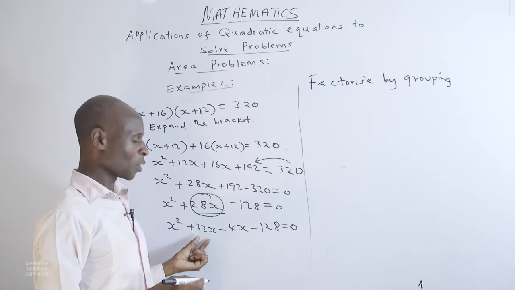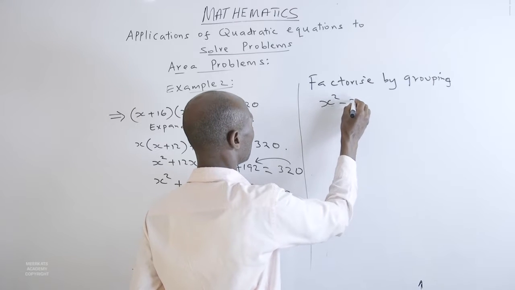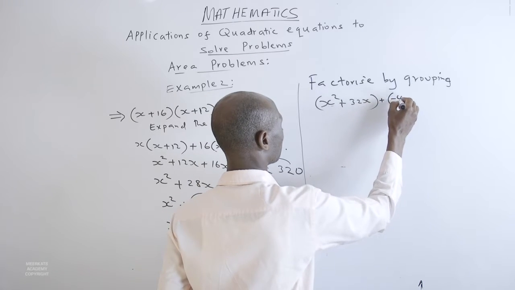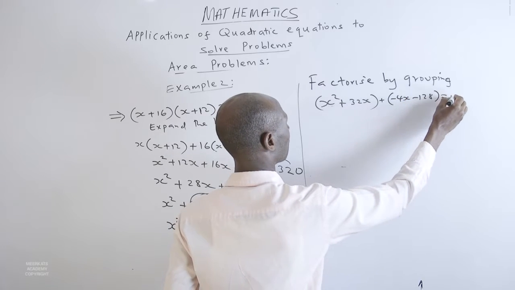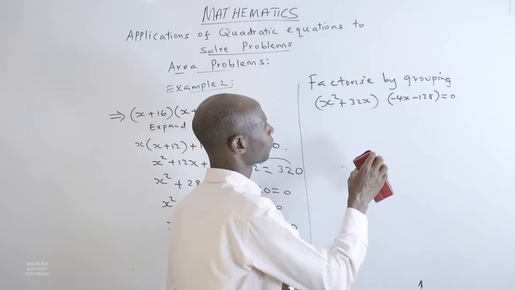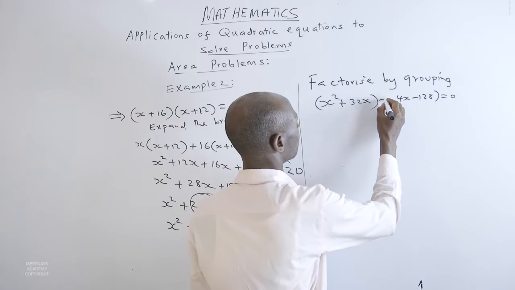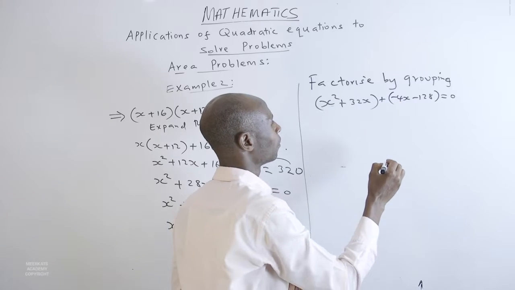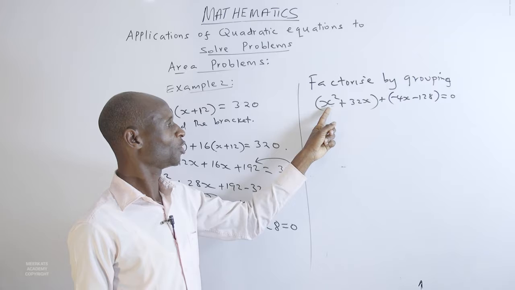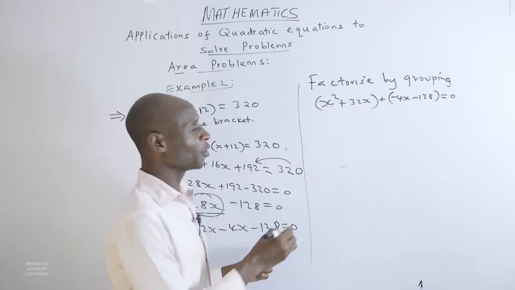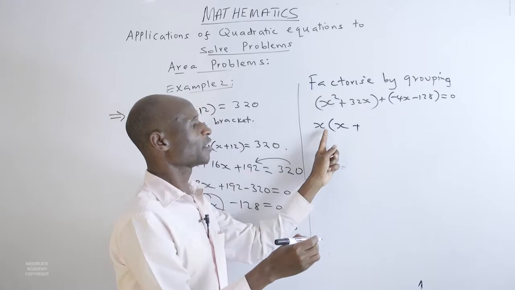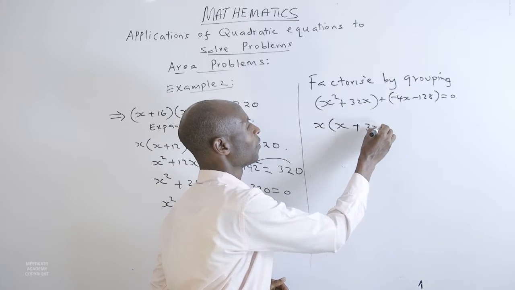If we factorize by grouping, we shall first of all deal with the first two terms. So that's what we shall have. And the first one, what is common between the first two? X is common. So we take x squared divided by x, as we did earlier, we say is x. 32x divided by x, and x cancels, we are remaining with 32.